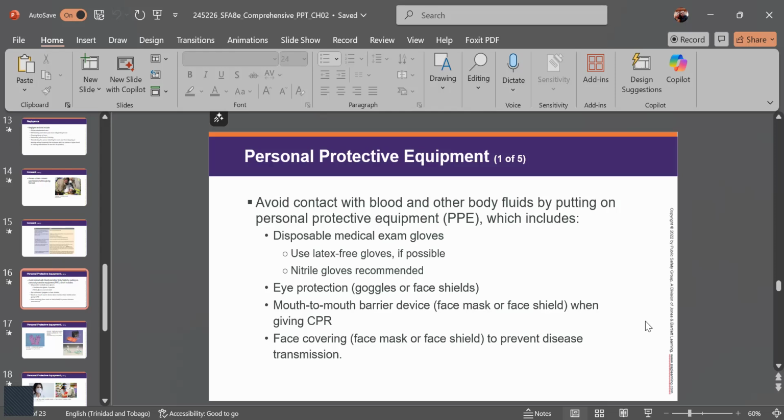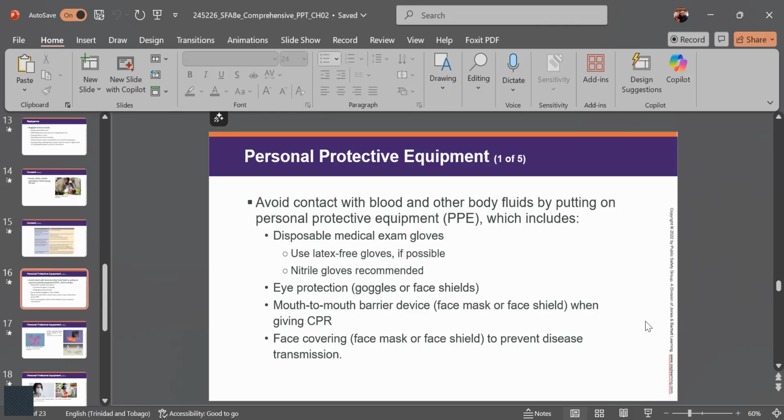Some of the typical PPE used by healthcare professionals include disposable medical exam gloves, such as the latex-free gloves, the nitrile gloves, eye protection, such as goggles, face shield, barrier devices for CPR, face mask, CPR microshield. First responders, EMTs, paramedics, they may use something called a BVM, a bag valve mask. A common reference in the hospital is the Ambu bag, but Ambu is a brand. The correct name is a BVM, a bag valve mask. Also face coverings to prevent disease transmission. That is the whole concept of utilizing personal protective equipment in first aid and in healthcare: to prevent the transmission of potentially infectious material.